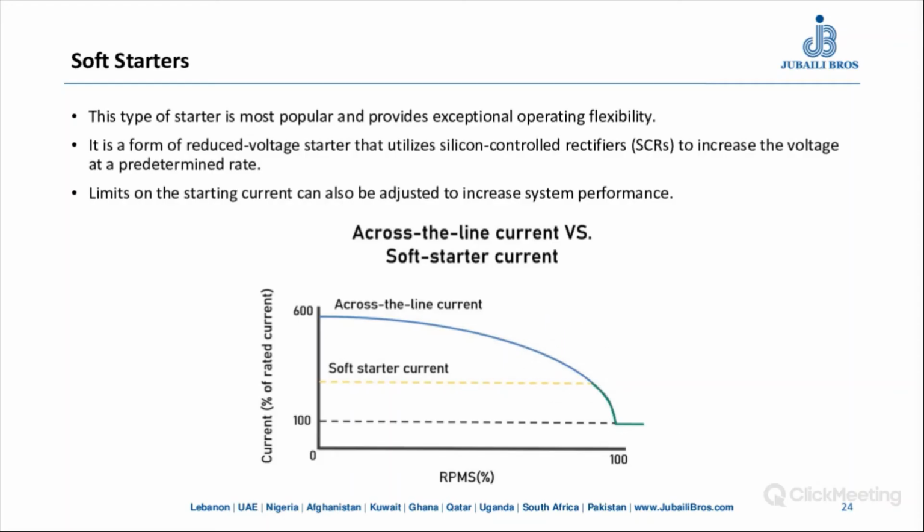The next starting method is soft starters. This type of starter is most popular and provides exceptional operating flexibility. It is a form of reduced voltage starter that utilizes silicon control rectifiers to increase the voltage at a predetermined rate. Limits on the starting current can also be adjusted to increase system performance. In this graph, as you can see, this is when the motor is connected directly to the genset, and when it is connected through a soft starter, the current is reduced at the time of starting.